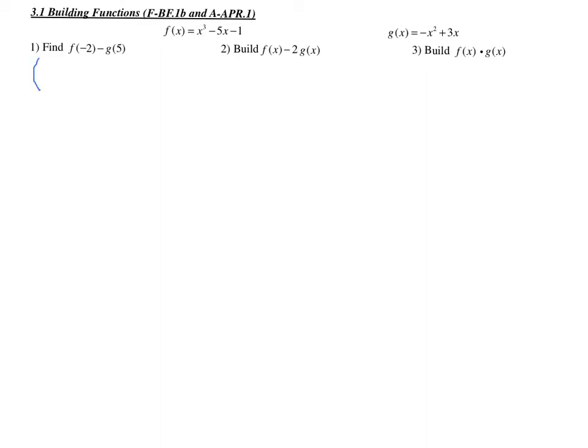We're going to take the f function, which is x cubed minus 5x minus 1, and in this situation x is negative 2: negative 2 cubed minus 5 times negative 2, because that's what we're plugging in, minus 1. Are we okay? That's the first function. We took f and plugged in negative 2. Hopefully that seems reasonable to you. Now we're going to take g and plug in 5. So we're plugging 5 into g.